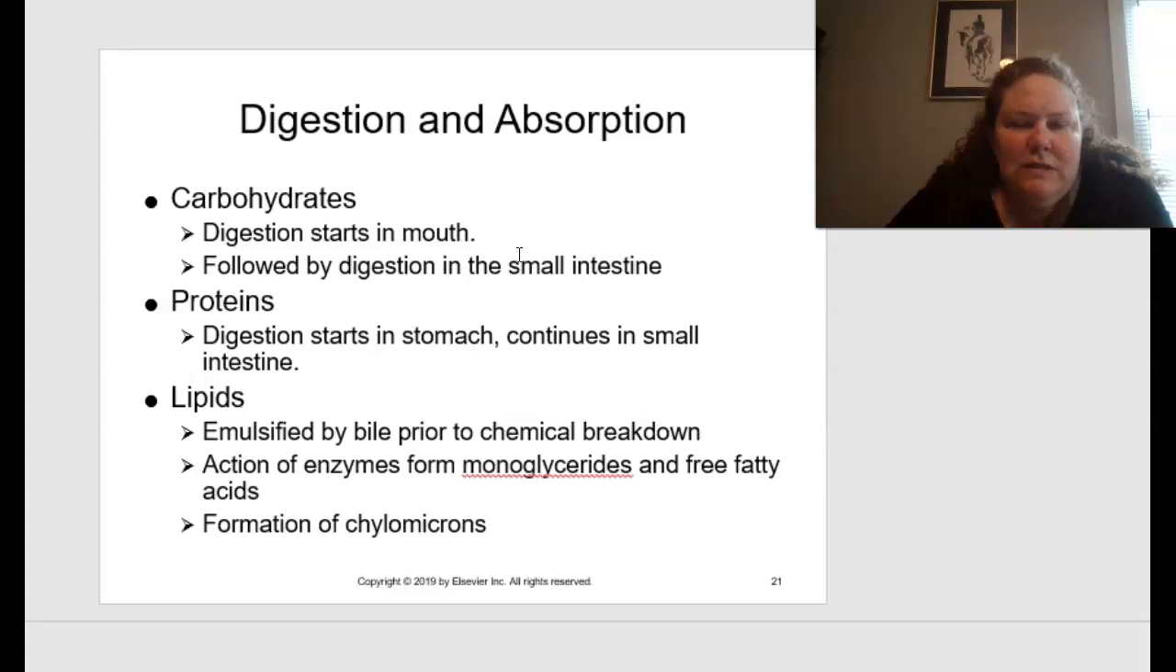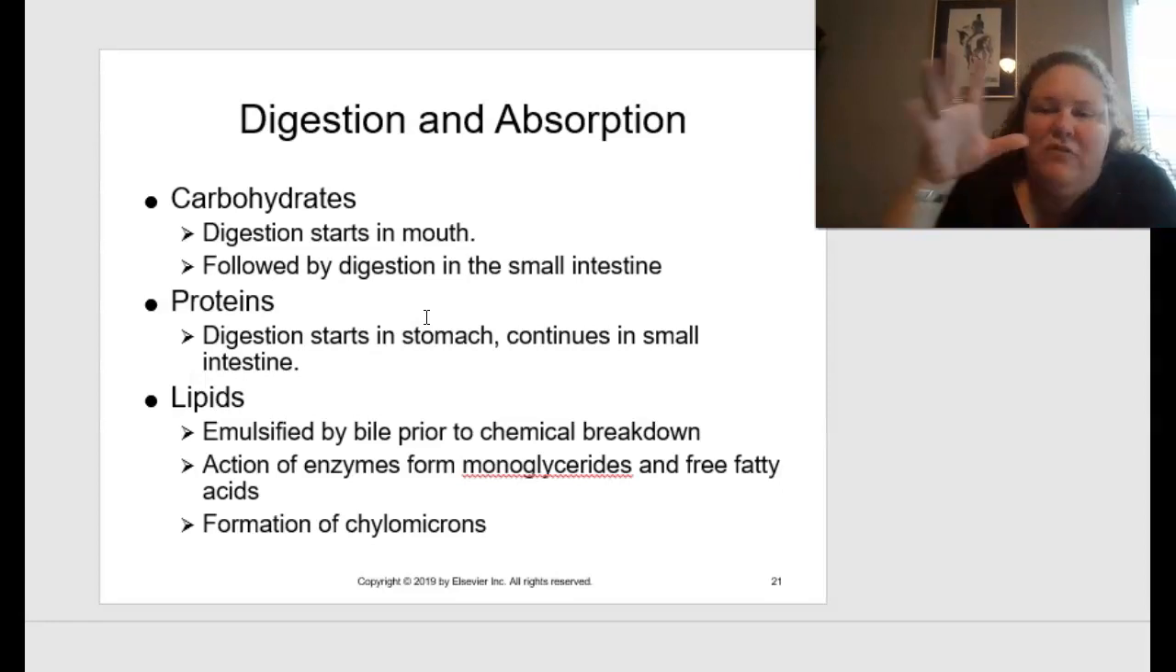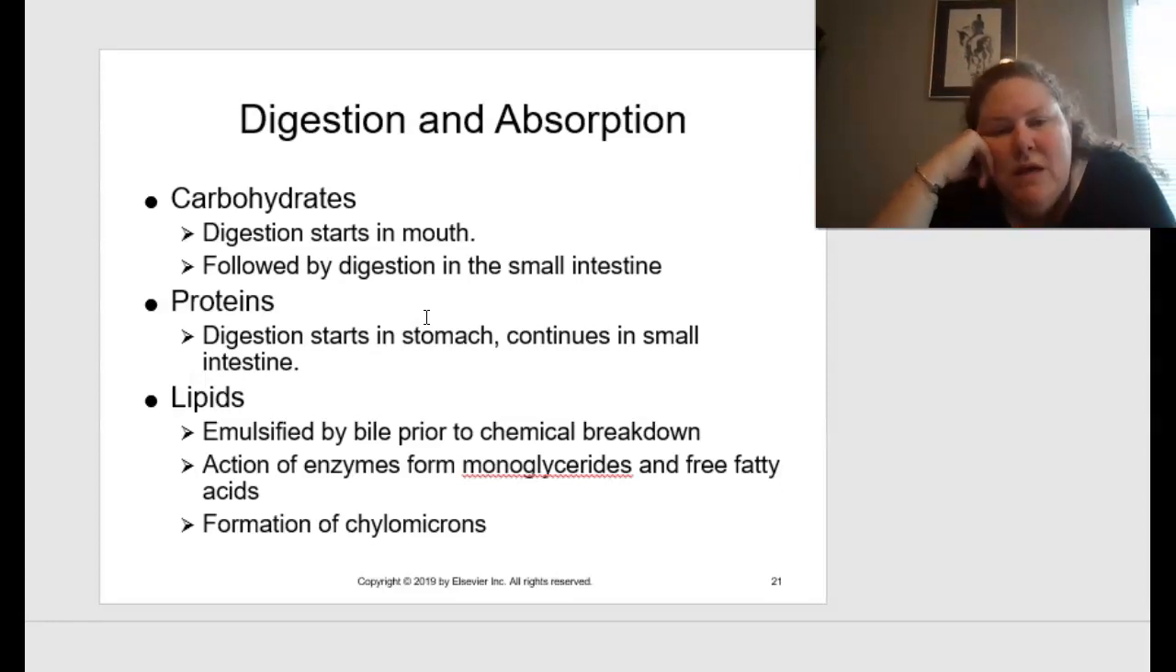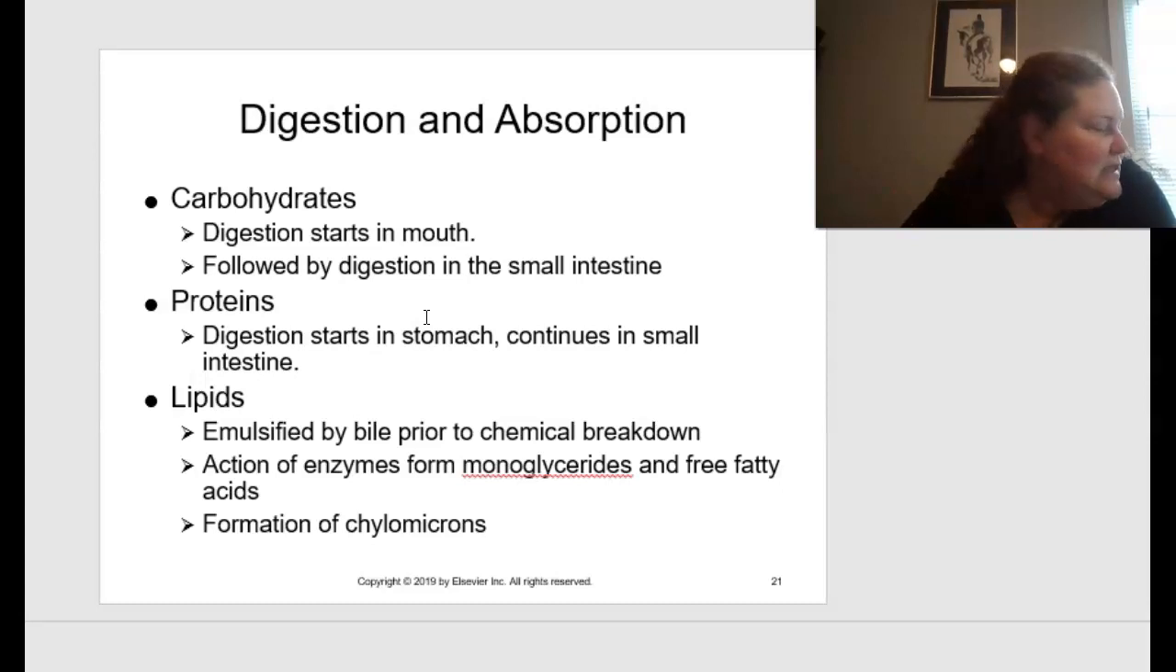Specifically talking about where things are digested and absorbed, carbohydrates, the digestion starts in the mouth. And this is followed by digestion in the small intestine. With proteins, we start digesting them in the stomach, and this continues in the small intestine. And then our lipids are going to be emulsified or broken down by bile prior to the actual chemical breakdown. So we break down the fat particles into smaller little droplets. And the action of enzymes is going to form monoglycerides and free fatty acids. And this is also where you have the formation of the chylomicrons that's going to occur.